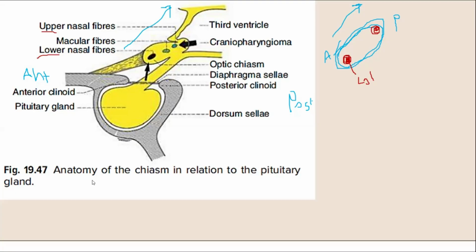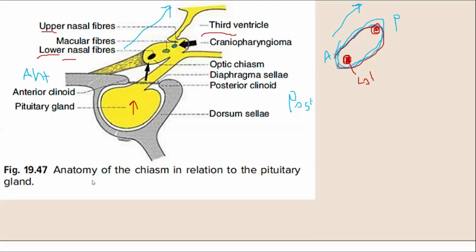Okay? Also remember, because of the configuration of the chiasm obliquely upward, we say that the lower nasal fibers are located lower and anterior, and the upper nasal fibers are located above and posterior. We are adding some information right now. So the lower nasal fibers are located lower and anterior and are first affected by the pituitary adenoma, and the upper nasal fibers are located upper and posteriorly.